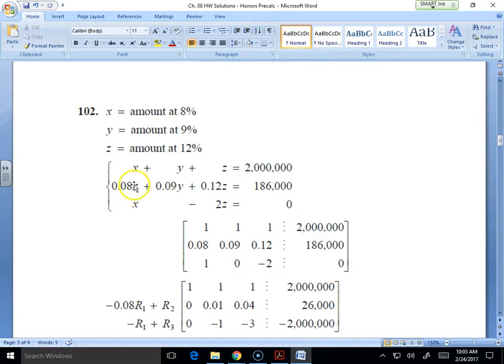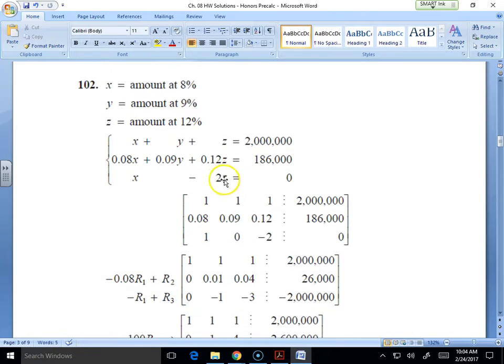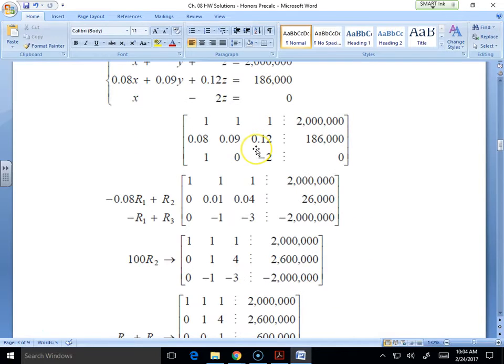So 8%, 9%, 12%. Somehow the investments add up to 186,000. And then last but not least, we knew that X is 2Z. The amount in the X account is double the amount in the Z account. Long story short, you have a system.